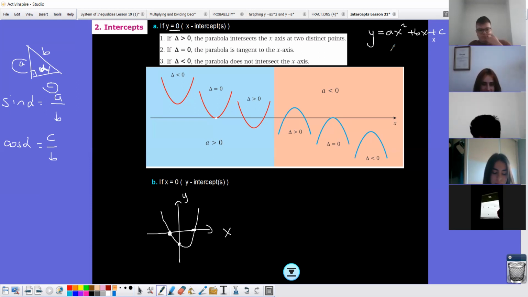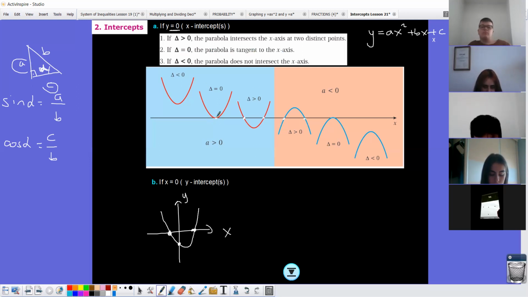When I write 0 instead of y, I am finding a quadratic equation that we were solving till now. And in quadratic equations, we had 3 cases. If our discriminant is greater than 0, we will find 2 distinct points like this, or like this. It will cut the x-axis in 2 different points. If our discriminant is equal to 0, the parabola is tangent to the x-axis.